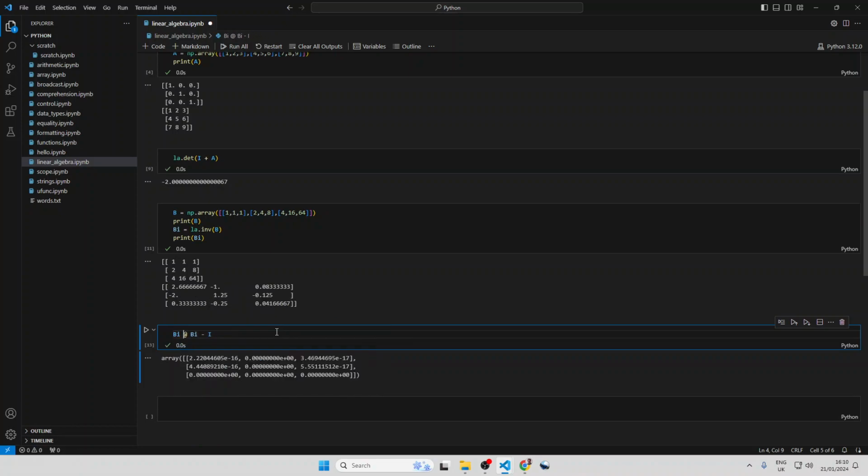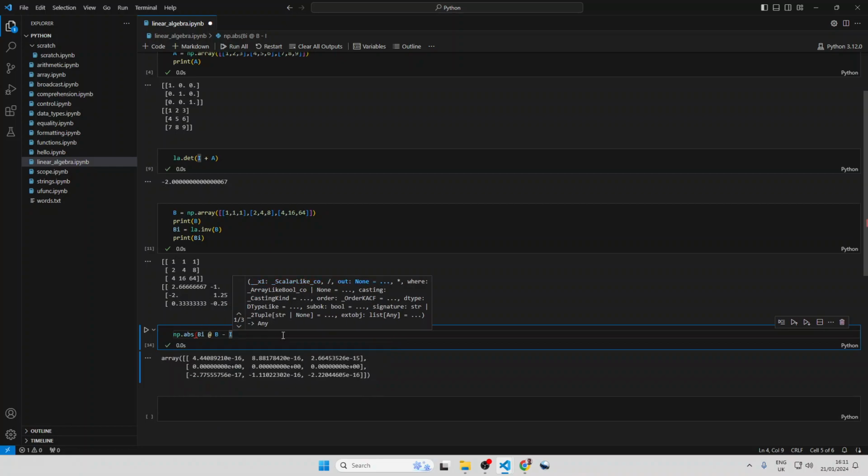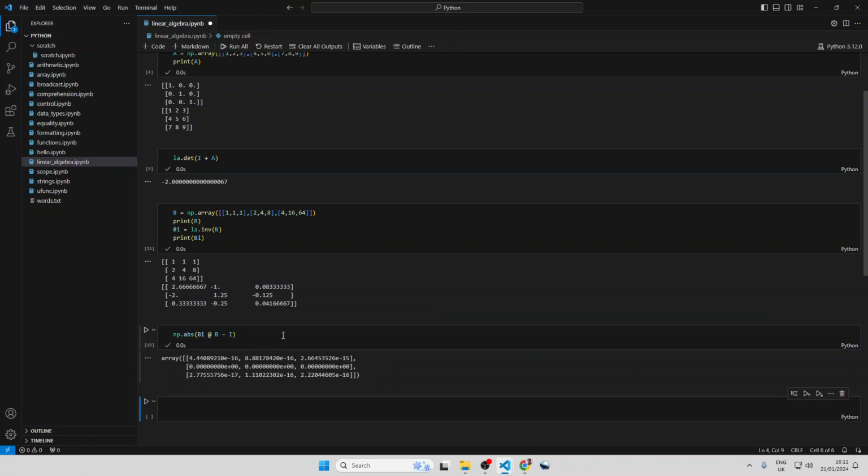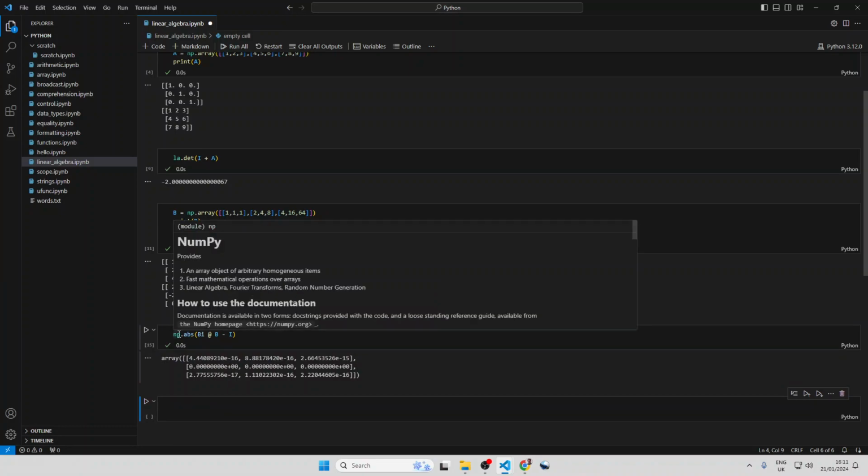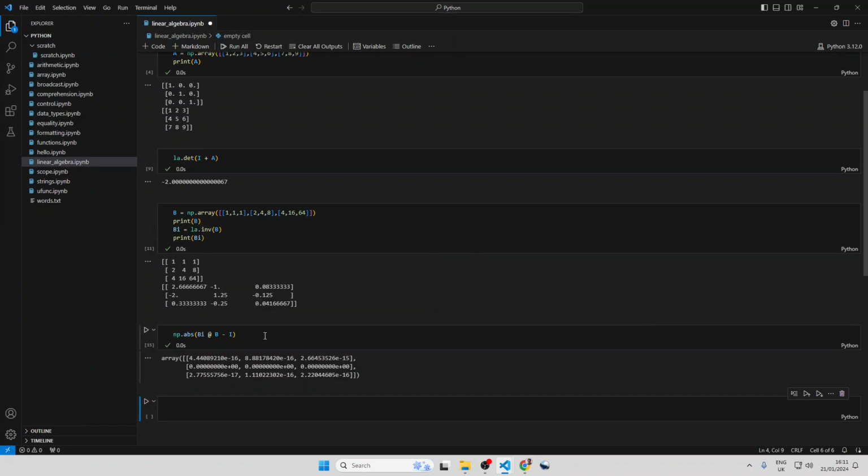Or similarly, if we do it the other way around, BI times B, you get this here. So here we've got some errors. Some of them are positive, some of them are negative. Let's find the absolute value of the errors in here. Remember we're using this universal function business. The absolute value function is universal, so I apply it to a matrix and it'll apply it to all the entries.